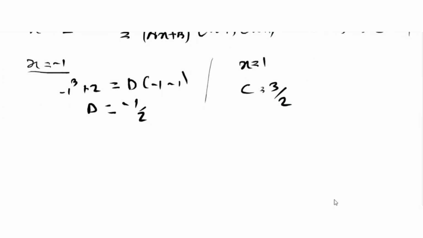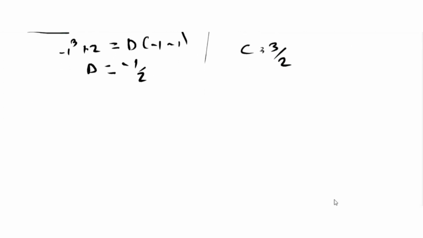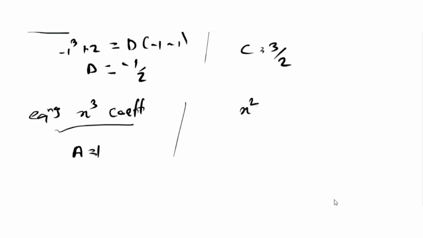Now you have found d and c. All you have to find is a and b. So simply equating x to the power cube coefficient. So when you equate x to the power cube coefficient, you get a as 1, and now you equate x to the squared coefficient, the power 2 coefficient. So when you do that, you get b equals 1.